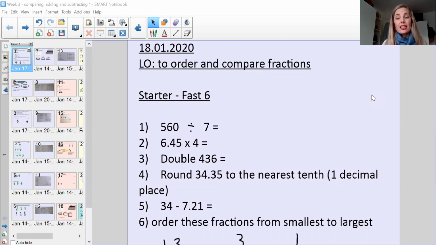Hopefully you've been practicing your fractions from last week and using that knowledge to apply into your activities. We're going to continue with fractions today. We're going to be looking at ordering and comparing fractions.